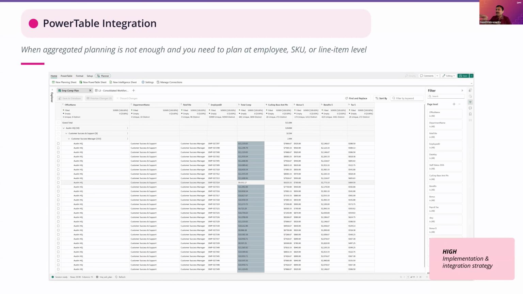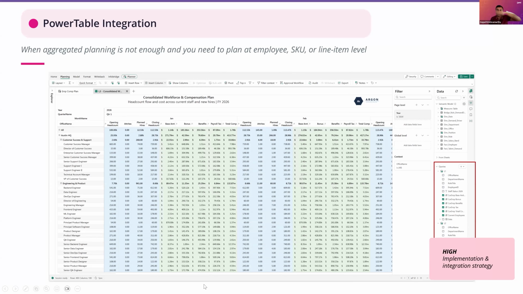So ideally what you want to do is plan here. It is immediately integrated into the planning sheet in an aggregated manner. So you will see how it rolls up by the role, basically how it would roll up. Again, these are areas where you need to think through the modeling, you need to think through the implementation strategy.